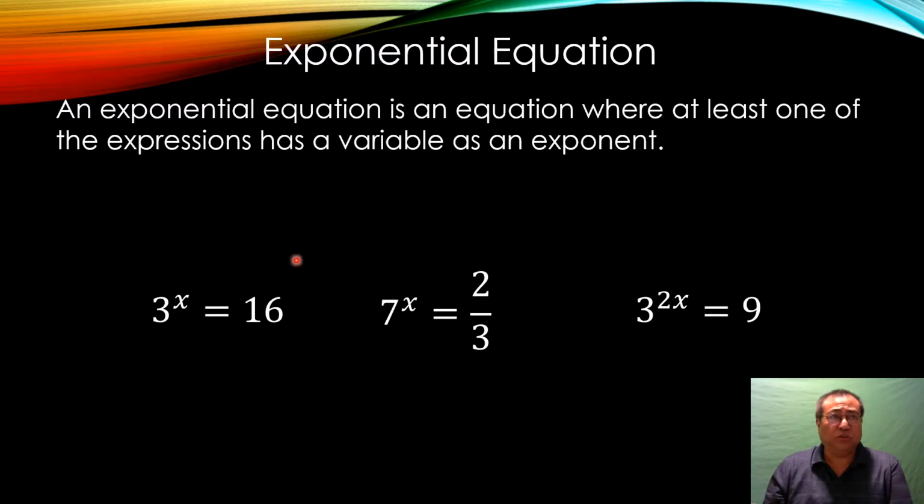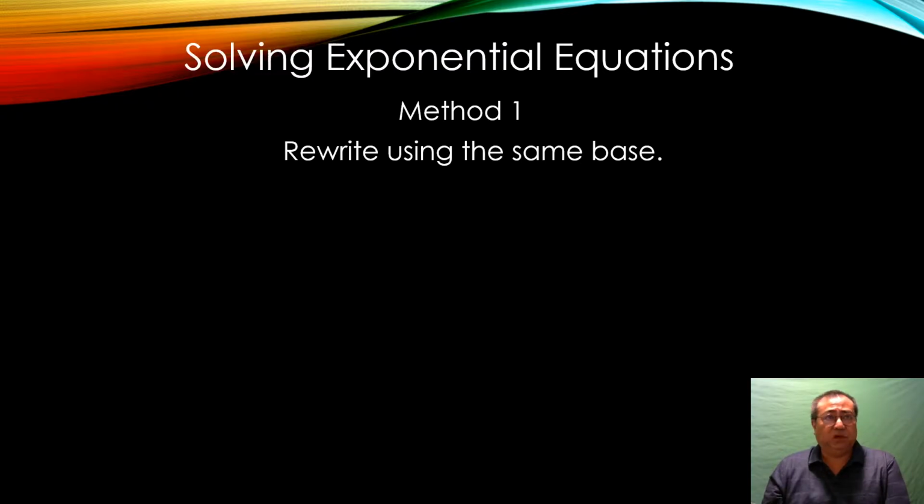An exponential equation is an equation where at least one of the expressions has a variable as an exponent. It could be on both sides, though I guess all my examples have it only on one side. So the first method, and this only works some of the time, when it works, it's really easy.